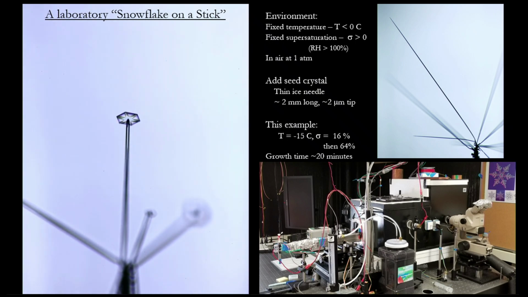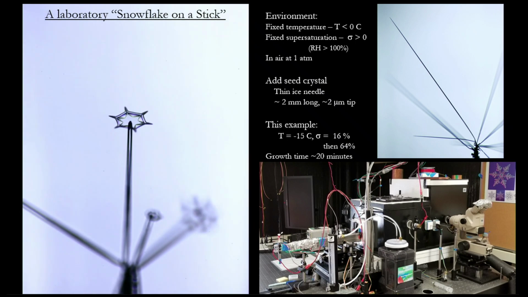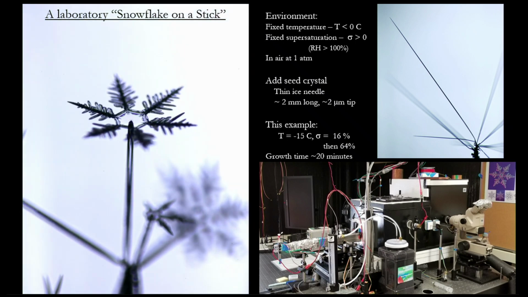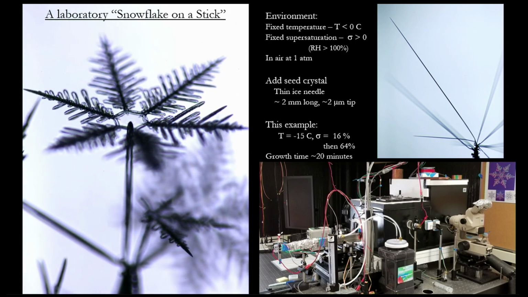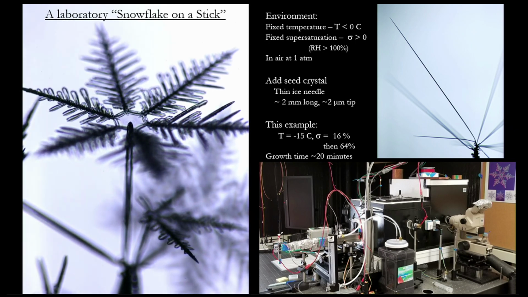So here's the low supersaturation, and we get a plate growing on a stick. And then we increase the supersaturation. Whoops, skipped a little in the video. And now we get dendritic branches growing from that. Okay. And we can do this over and over again. This is about 2 millimeters from here to here, roughly. So that sets the scale.